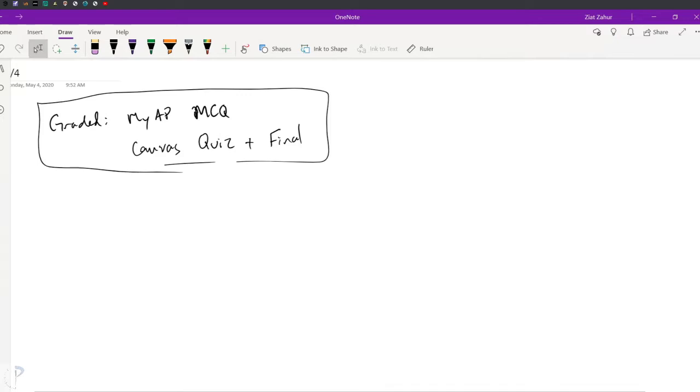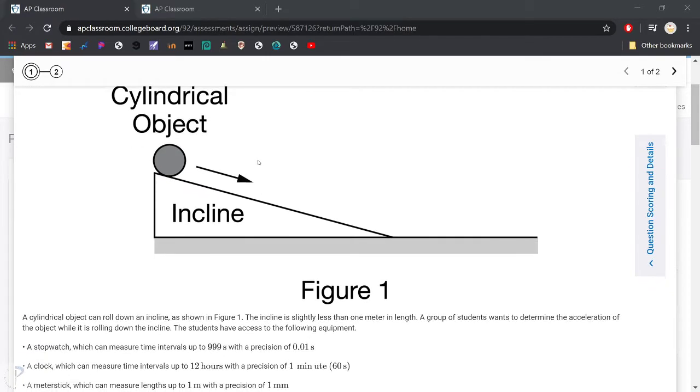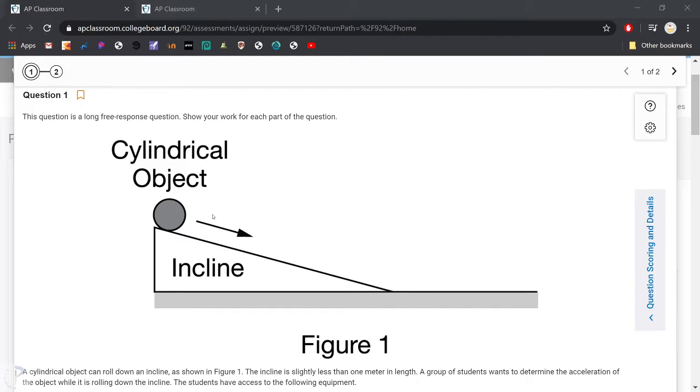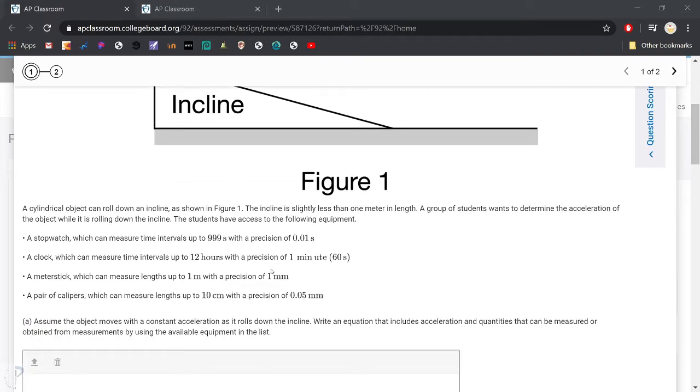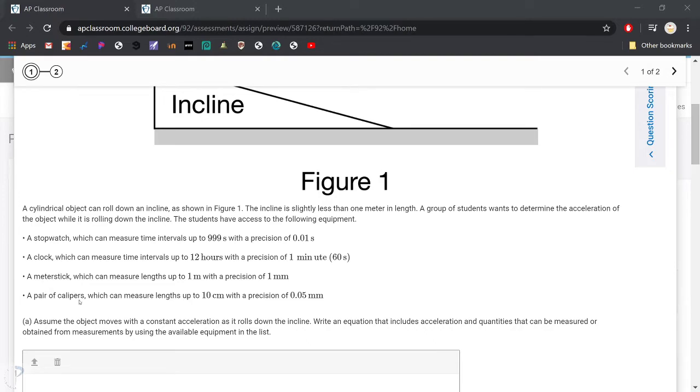All right, here is Unit 1. In question number 1, the question is a long free response question. Show your work, and so on. A cylindrical object can roll down an incline as shown in figure 1. So something is rolling down an incline. We don't know what the angle is. The incline is slightly less than 1 meter in length. A group of students wants to determine the acceleration of the object while it is rolling down the incline. The students have access to the following equipment: a stopwatch, a clock, a meter stick, and a pair of calipers.